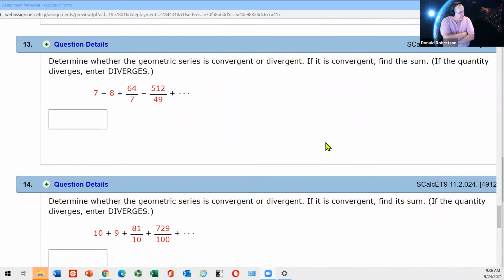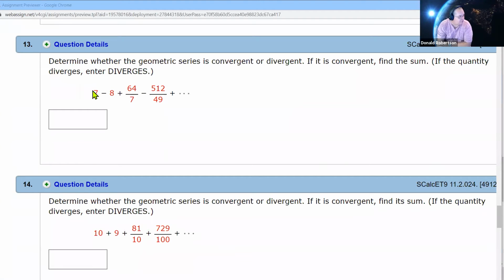Determine whether this geometric series is convergent or divergent. Isn't it nice that they tell you it's a geometric series? Because if they tell you it's a geometric series, use the geometric series test on it. Now, what makes this a bit tricky? I do not know what R is yet.